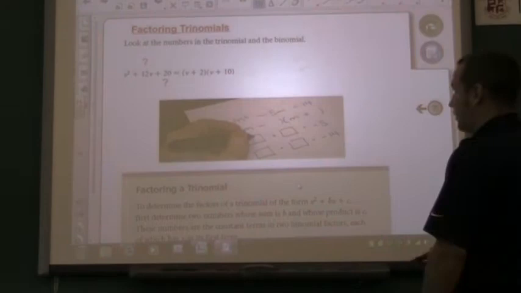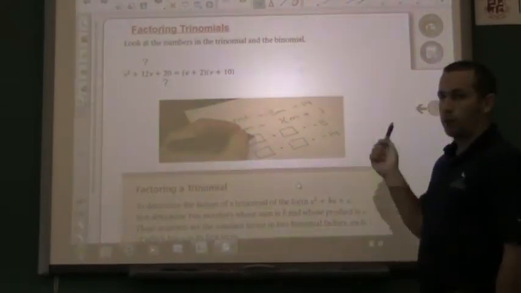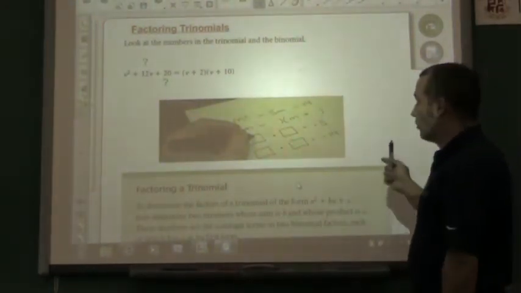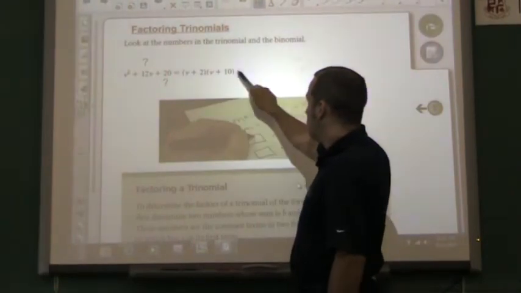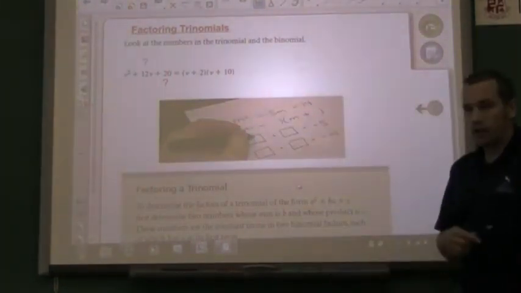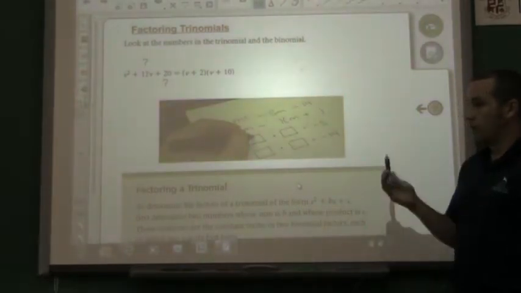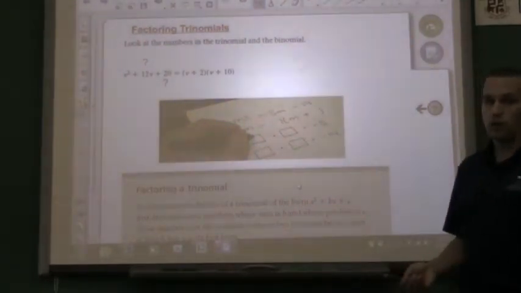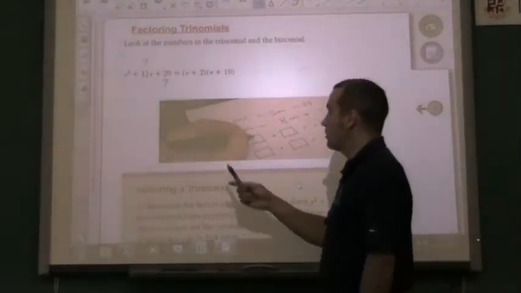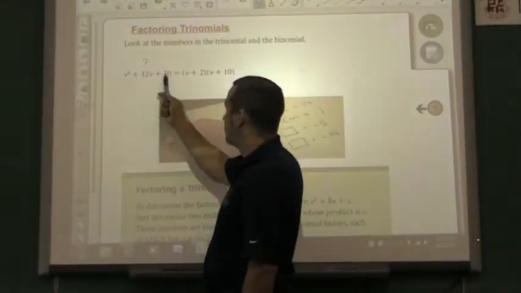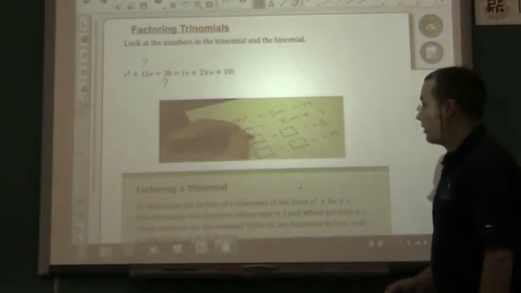Okay, so in the last video, we were looking at multiplying a binomial by a binomial, so something like b plus 2 times b plus 10. And you should have noticed when you did your assignment that the answer you get is always a trinomial. So you always get something like this with 3 terms, so a trinomial.